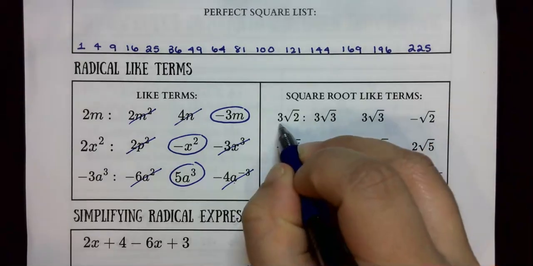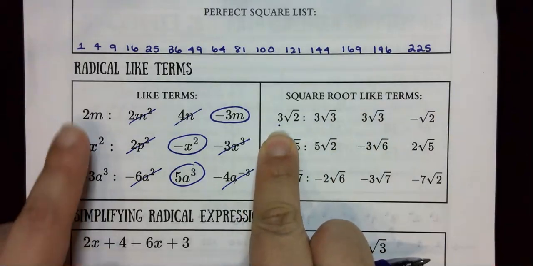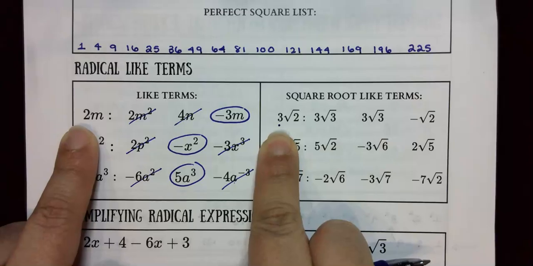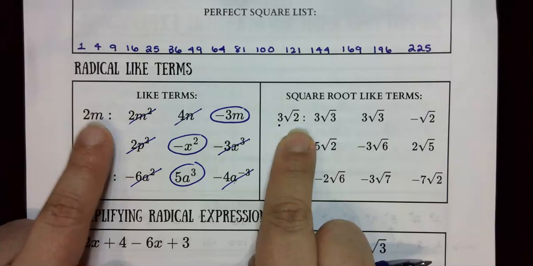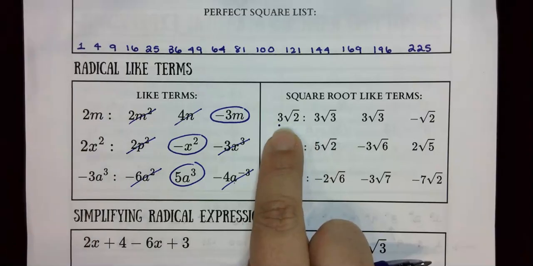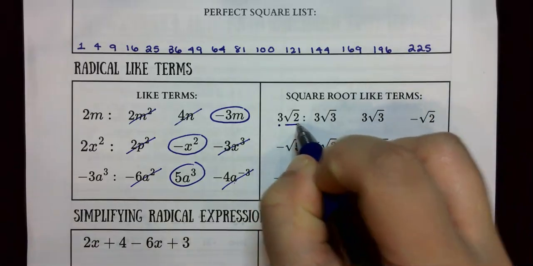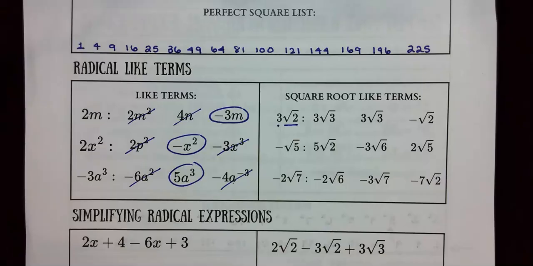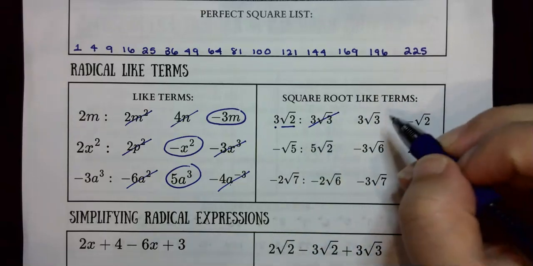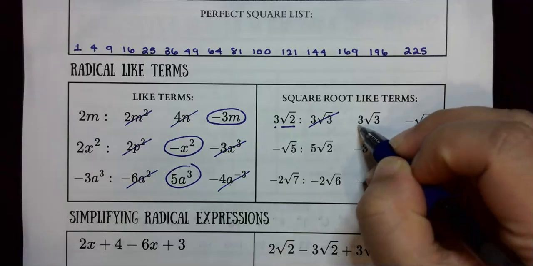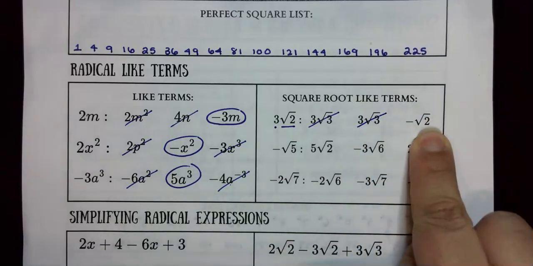So if I'm looking at this one right here, this once again is my number in the front, my coefficient. I'm not looking at that number. I'm looking at what's behind it. Notice that this one over here had an m. Well, this one has a square root of 2. So if I'm going to add or subtract, I'm looking for something that also has a square root of 2 attached to it. That one's a square root of 3, so no. That one's a square root of 3, also no. And notice that they were exactly the same. But this is the only one that has a square root of 2.